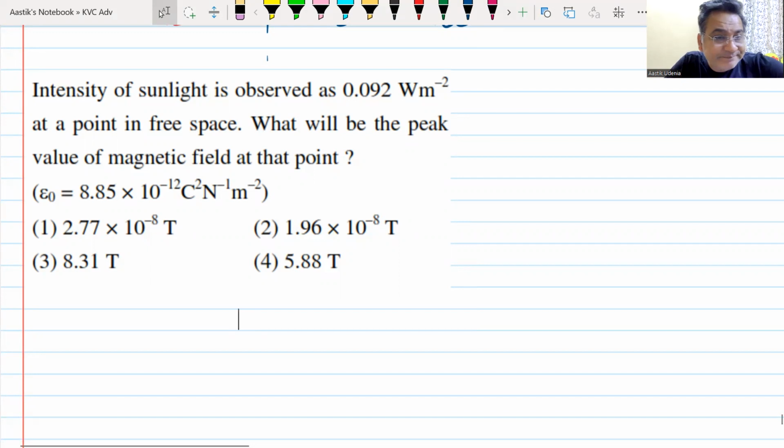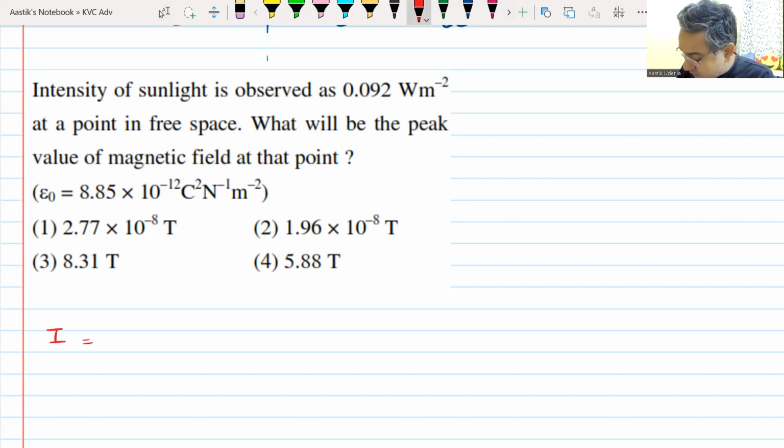This is the next one. I hope I get better answers for this one. You have to find out the value of magnetic field at that point. So you can use that formula, half B naught square into C divided by 2 mu naught. Yes or no? Yes.